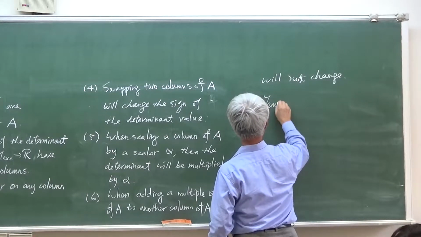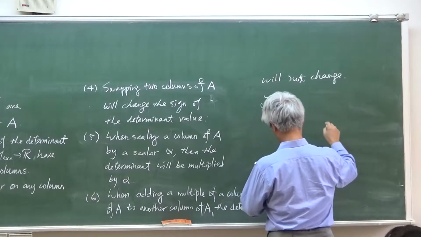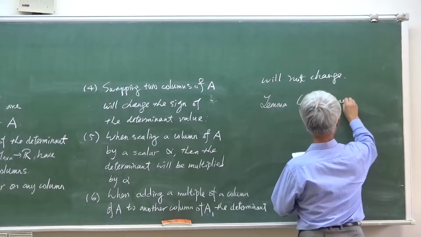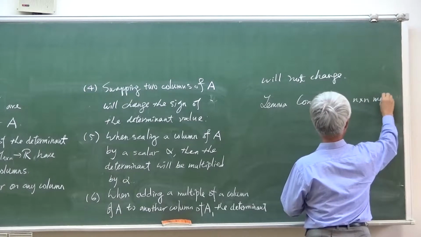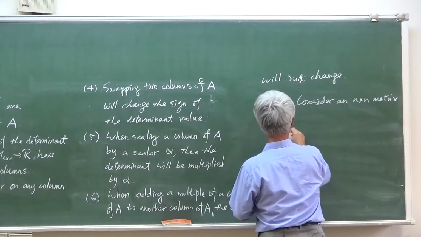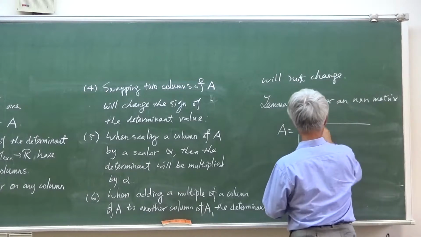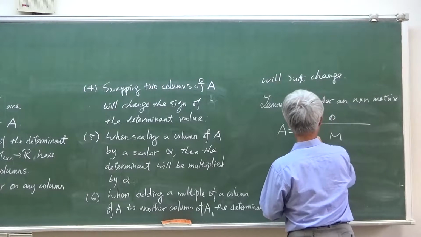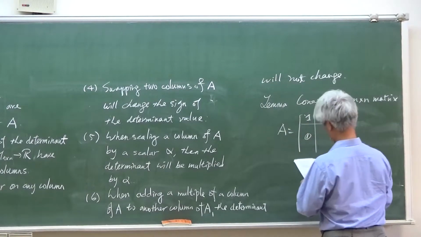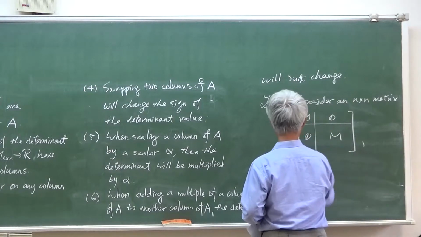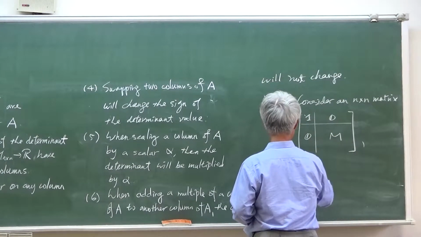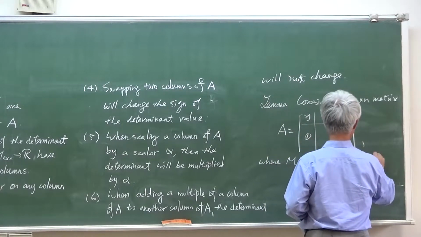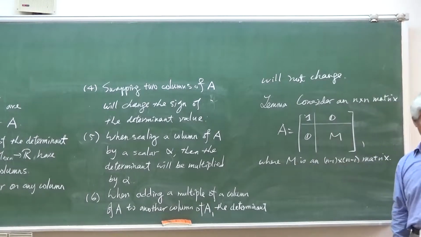Now we need a lemma. Consider an n times n matrix A, which is special, of the form with the block M, where M is an n minus 1 times n minus 1 matrix. So we consider such a kind of special matrix.